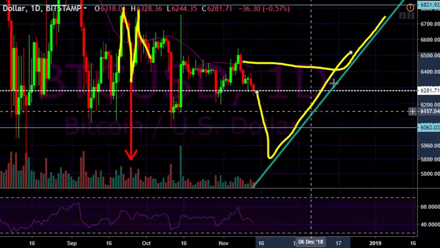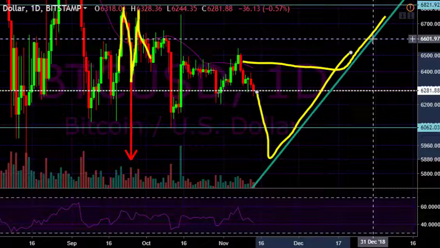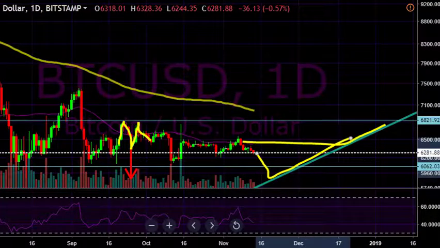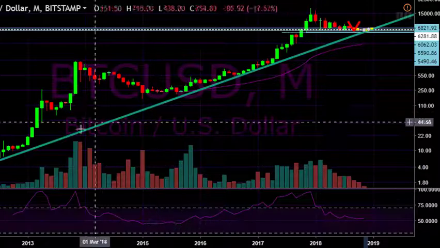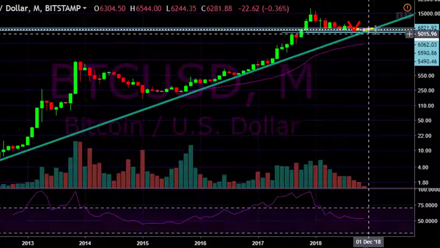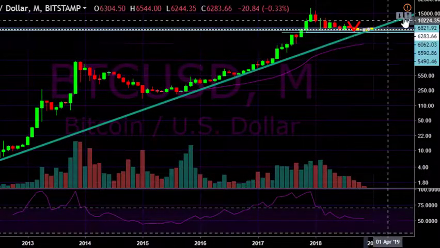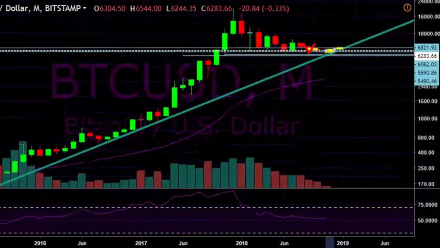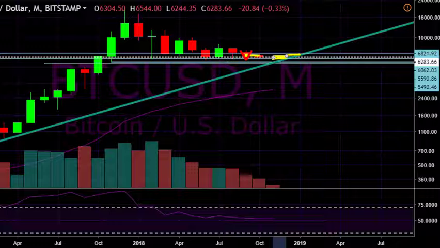But with this all-time support line, very unlikely that we're going to go through that, because if you do look at the all-time chart, we've never broken that all-time support line in the whole history of Bitcoin. So looks like a good opportunity to buy right now.